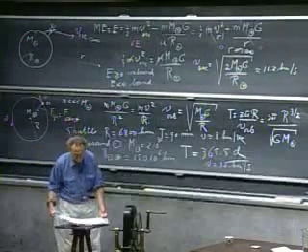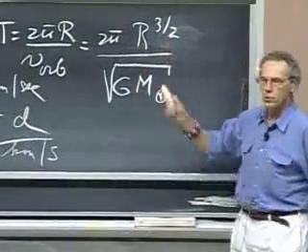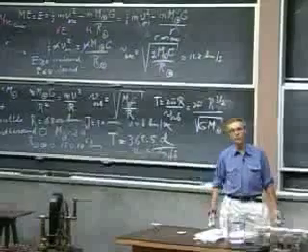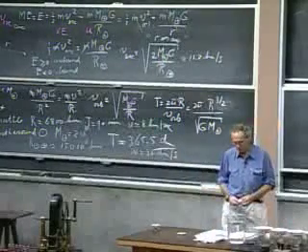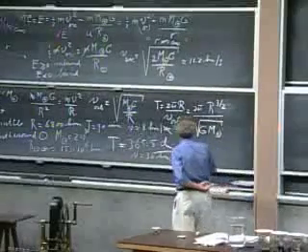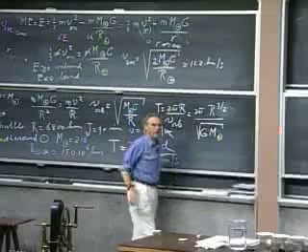Jupiter is 5 times further away than the Earth, and so the time for Jupiter to go around goes with 5 to the power 1.5. That's about 12, so it takes Jupiter about 12 years to go around the Sun. Notice that this period is independent of the mass of the little satellite.